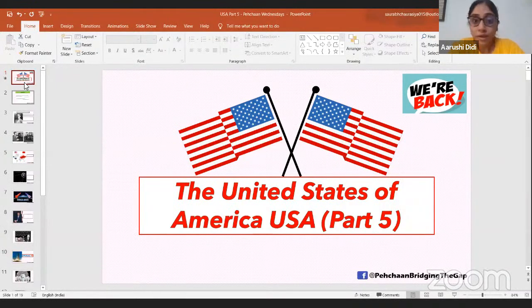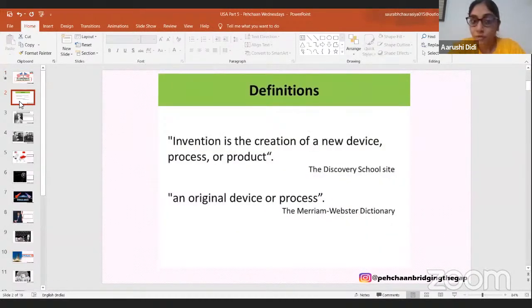Okay, so before we get to know more about these inventions, let us understand what the word invent or invention means. Next slide, please. Can one of you please read this? Please raise your hand. Anybody? Yes, Diksha, go ahead. Definitions. Invention is the creation of a new device, process, or product. The next line. Discovery school site, an original device or process. Yes. The Merriam-Webster Dictionary. Very good, Diksha. Thank you.